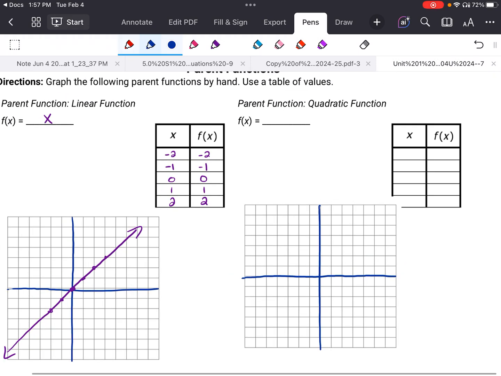Of quadratics, it's f(x) equals x squared. -2 squared is 4, -1 squared is 1, 0, 1, 4. The parent function of quadratics makes a parabola.